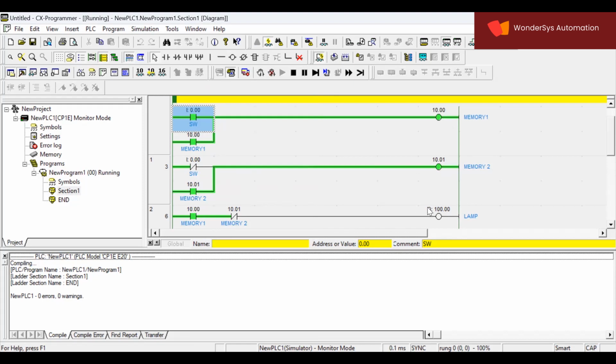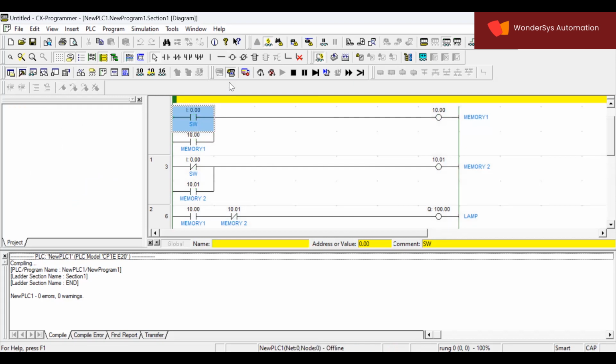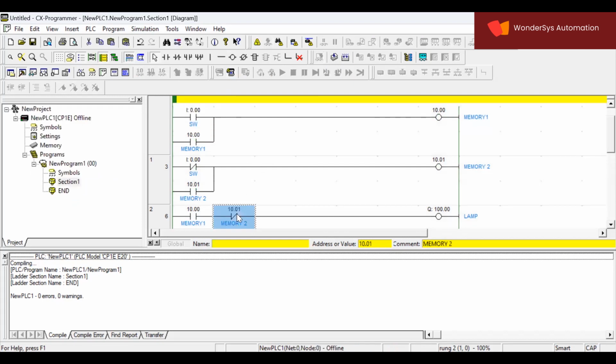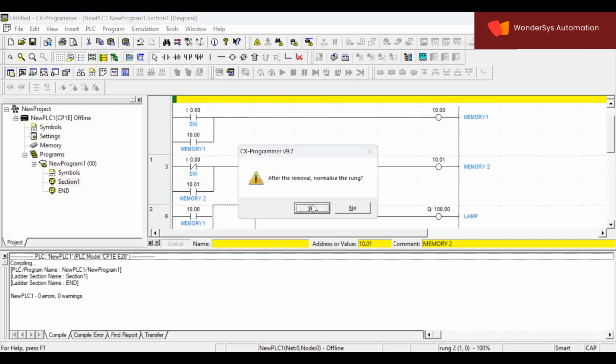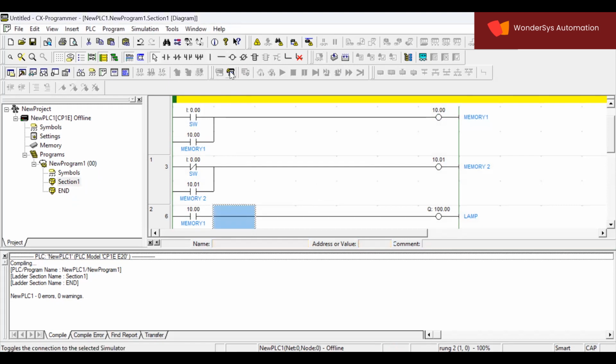Now see here, when I switch it on, my output should get on. Is the output on? No. Why is it not on? Because of this memory, memory 2, right? So I'll remove that.